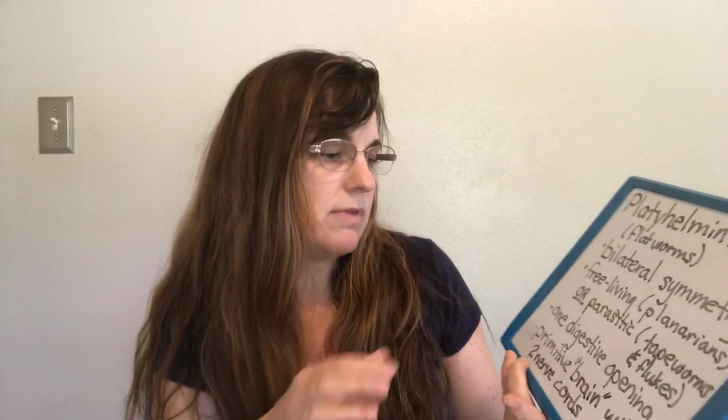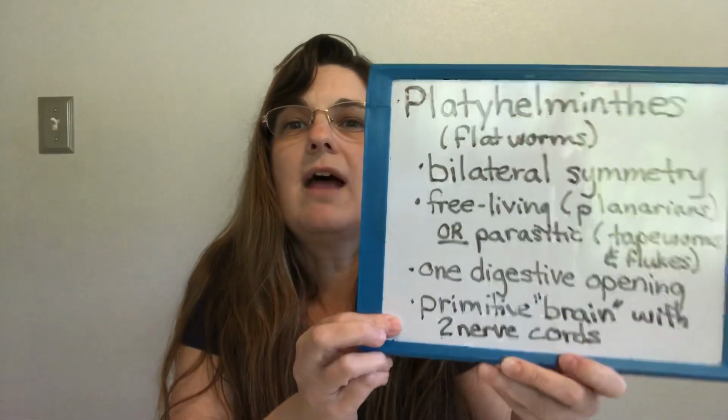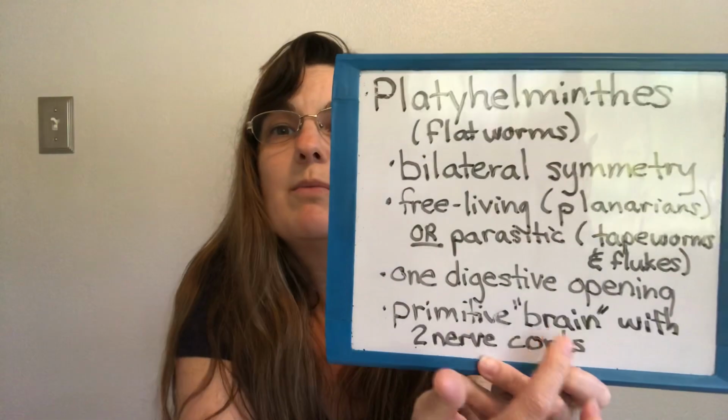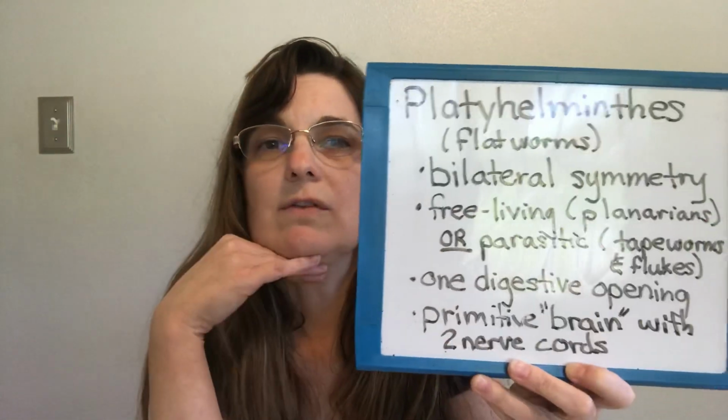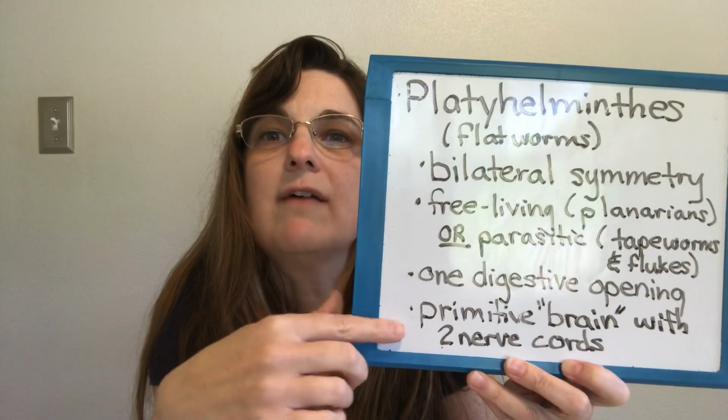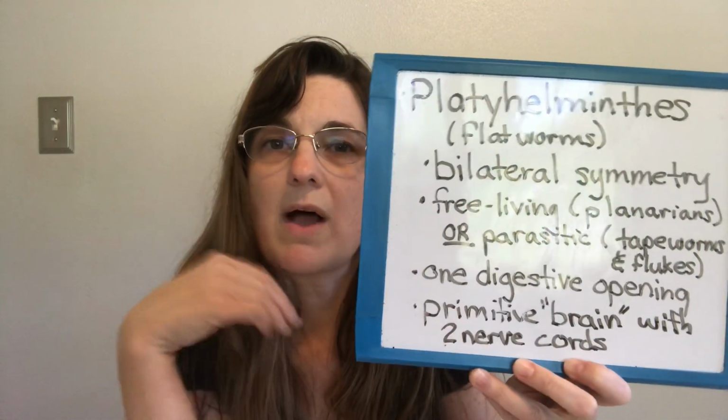And then they don't really have a brain. I have down here that they have a primitive, quote, brain. It's really a bunch of nerve cells, and they have two nerve cords running down their body.